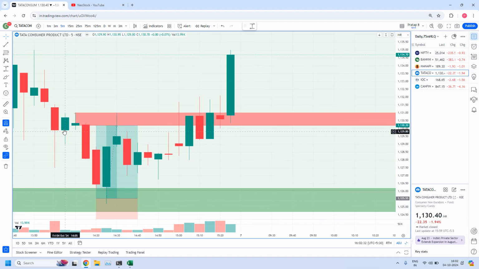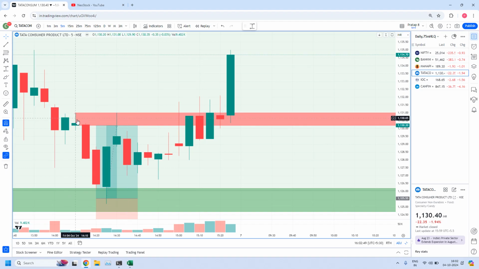See here, you have a rally candle, or you can consider this as a leg-in. You have a base candle, and then you have a drop candle. Maybe some of you might have considered this as the leg-in candle, these two base candles you might have considered.